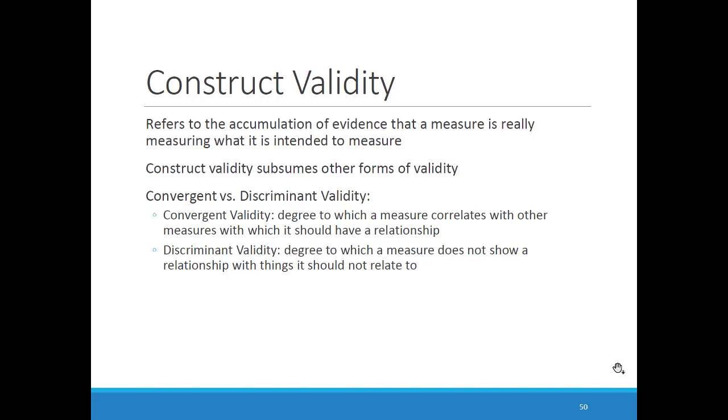Discriminant validity is the degree to which a measure does not show a relationship to things it should not relate to. For example, intelligence should not correlate with eye color, so we should not find that relationship. It's all about finding correlations that you expect and not finding correlations that you do not expect. Those are some ways that we determine construct validity, or whether our measure is really measuring what we think it is.